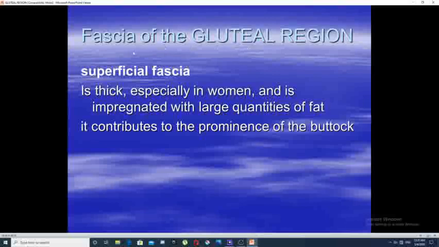Fascia of the gluteal region. First, superficial fascia. Thick, especially in women. It is impregnated with large quantity of fat, and this contribute for the shape of the buttock area.